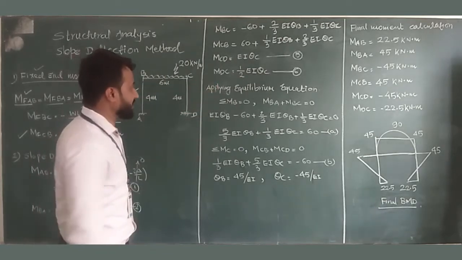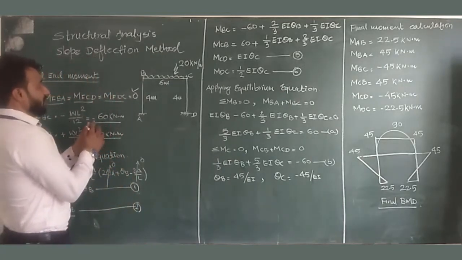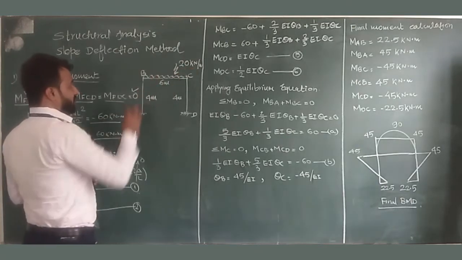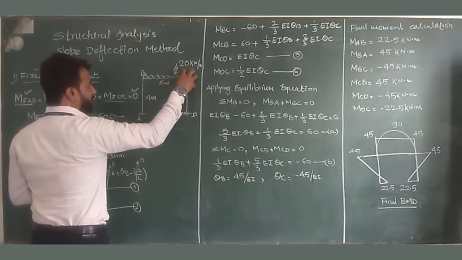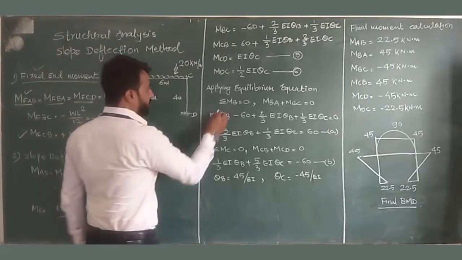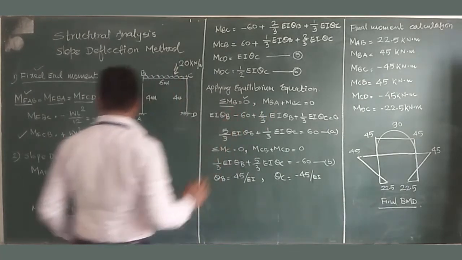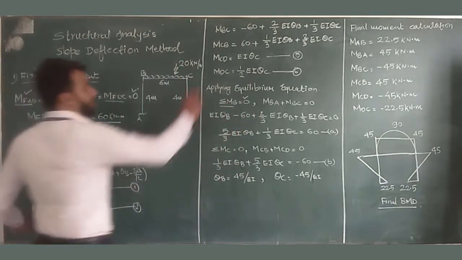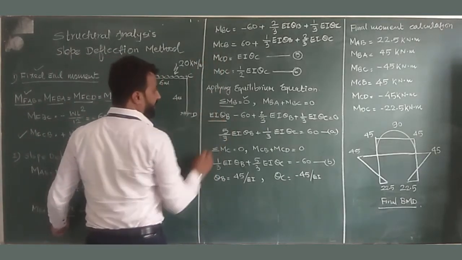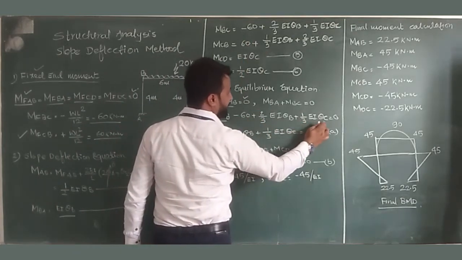Now move to the third step, that is application of the equilibrium equation. In this frame there are two joints, B and C, where we can apply the equilibrium equation. First we will apply it at joint B: sum of moments at B is equal to 0. At B there are two moments, moment BA and moment BC. If you sum up these values, BA moment is EI theta B and BC is minus 60 plus 2 by 3 EI theta B plus 1 by 3 EI theta C, equal to 0.